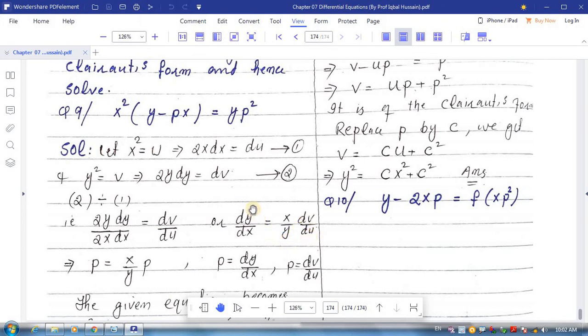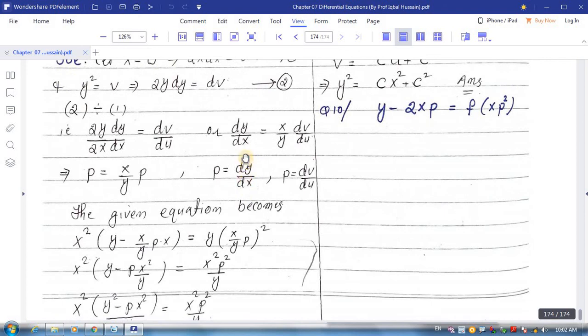Now replace dy by dx by p, x over y here. Replace dv by du by another p. These two p's are different. If this is capital P, then this will be small p, or if this is small p, then we will take this as capital P. These two p's are different values. This is p and this one is another p, but both the p's are different.